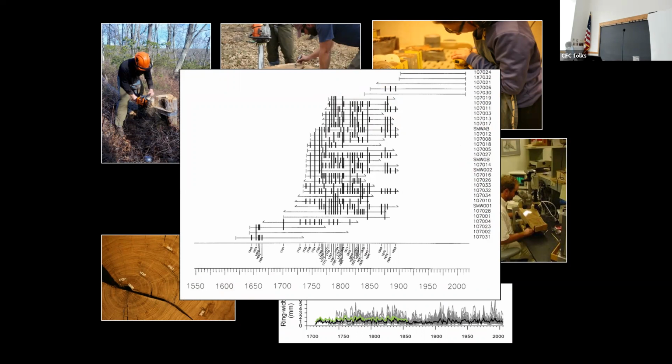So these are different trees, they're tree numbers, and these are the periods of time which they span. Each of these ticks is a fire scar on those trees. And all these are compiled at the bottom to show all the fire scar years through time. Probably what catches you right off the bat is that this isn't a regular pattern of fire. Sometimes it's very frequent, sometimes it's not.